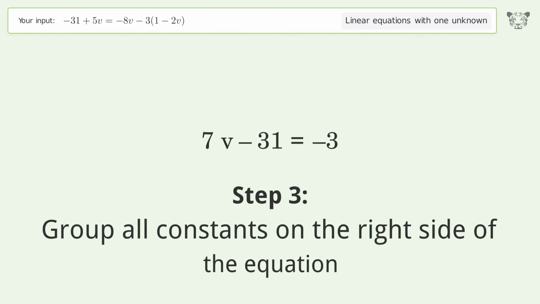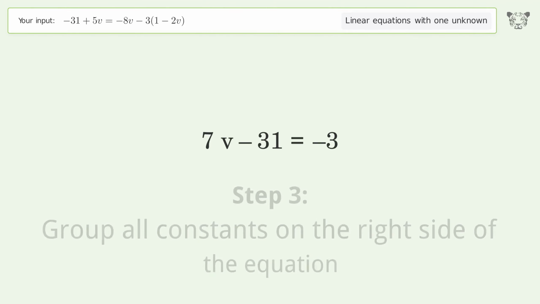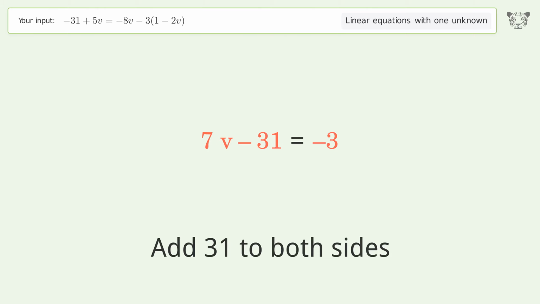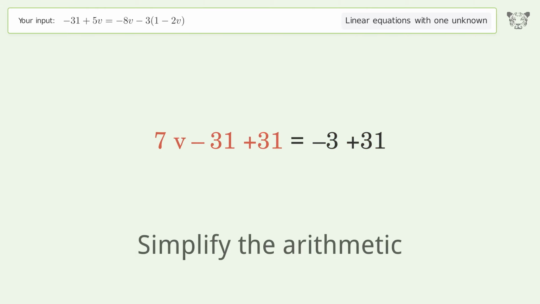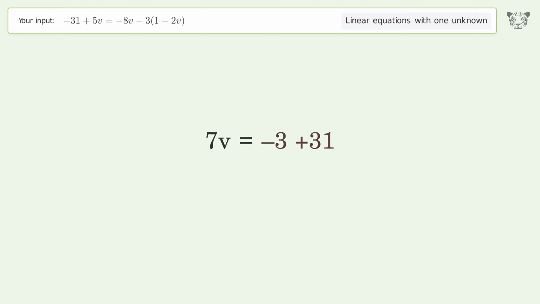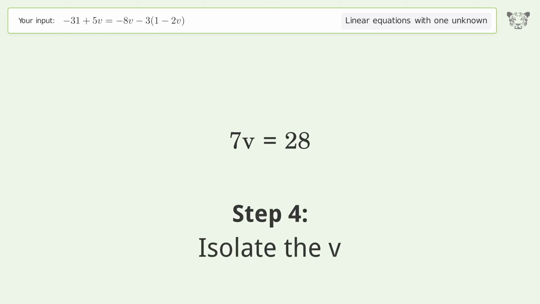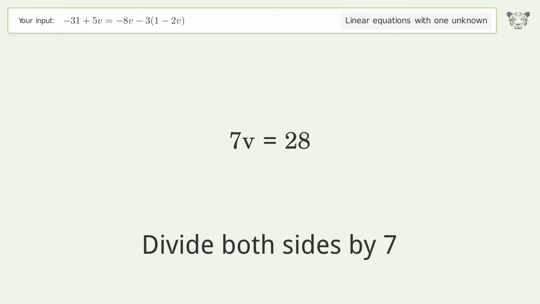Group all constants on the right side of the equation. Add 31 to both sides. Simplify the arithmetic. Isolate the v. Divide both sides by 7.